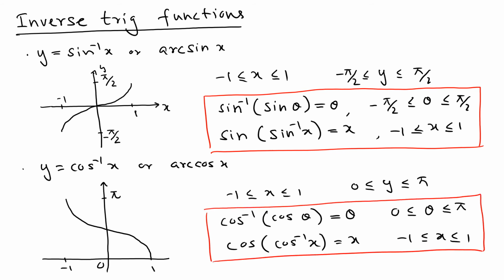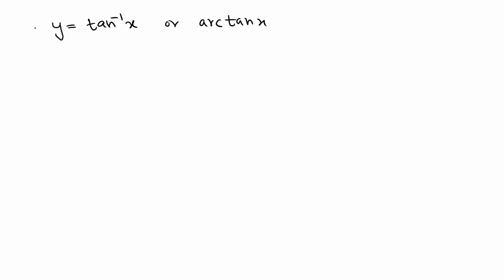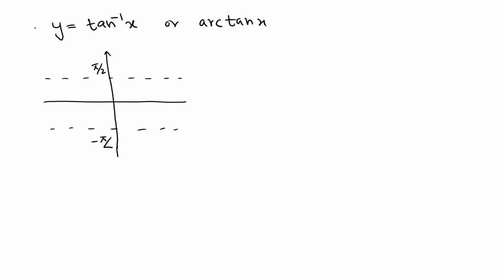So let's look at the cancellation properties for tangent. y equals tan inverse x, or we also call it arc tan x. So the graph looks like this. The asymptotes now become horizontal. So this is pi over 2 and negative pi over 2. And the graph is going to go like this.